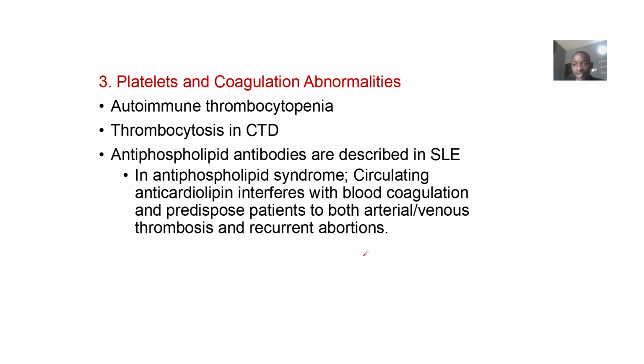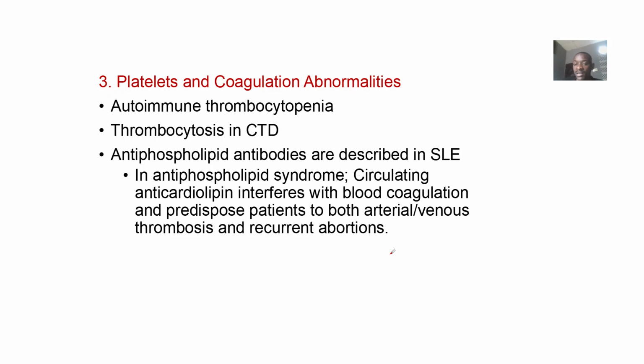There will be autoimmune thrombocytopenia. All right. Then thrombocytosis is commonly seen. Antiphospholipid antibodies are usually seen in systemic what? Lupus erythematosus. Right. Then in antiphospholipid syndrome, they're circulating what? Anticardiolipins. They interfere with blood coagulation. Okay. And predispose the patient to developing arterial or venous thrombosis.